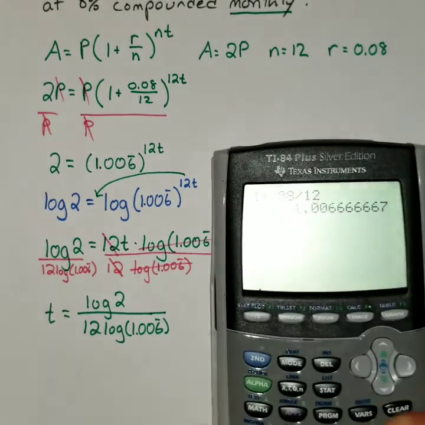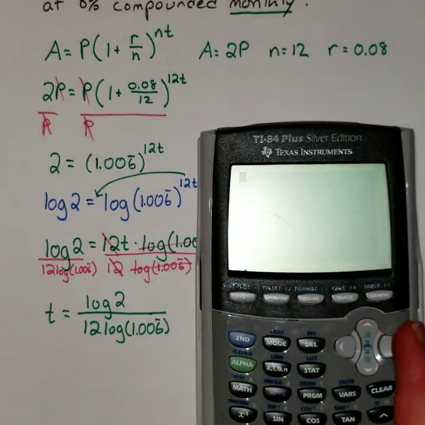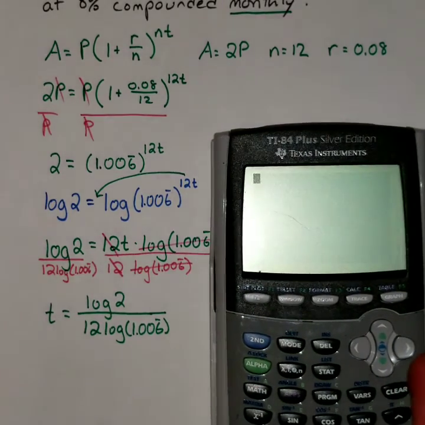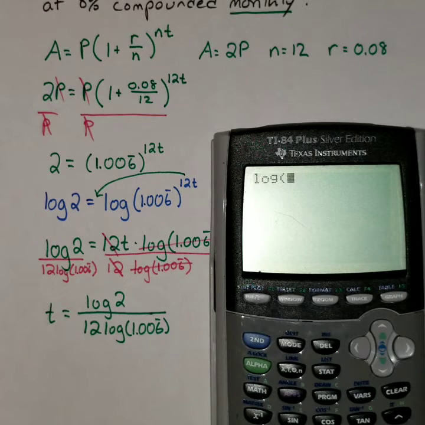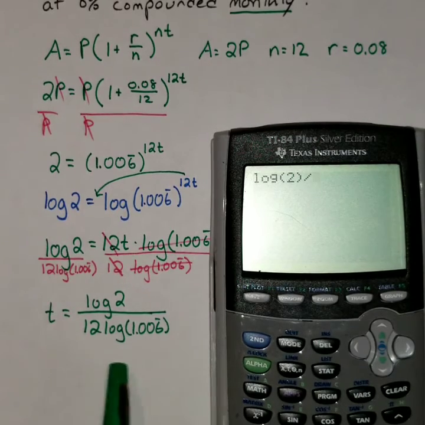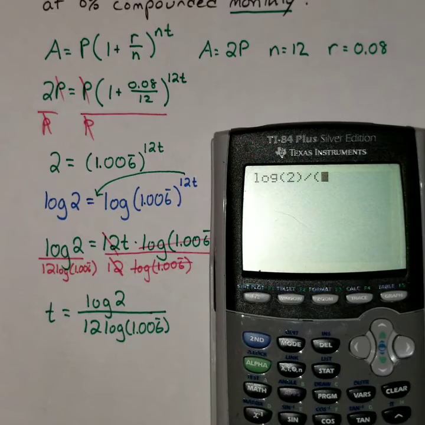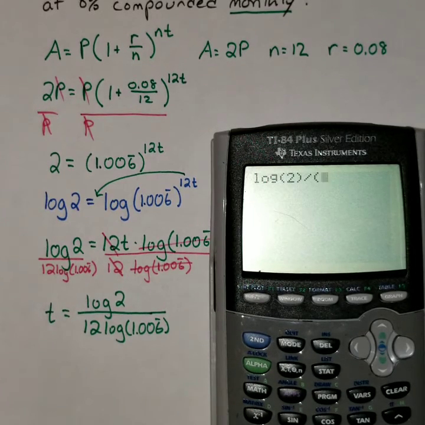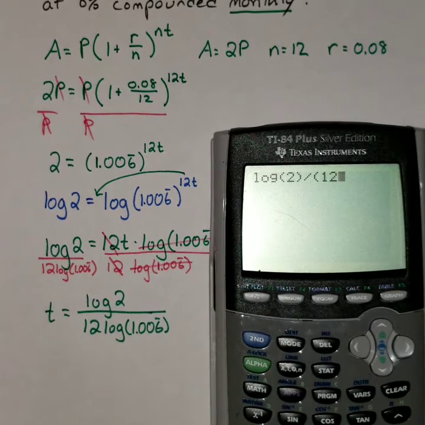I go to my calculator and I'm going to calculate that. I'm going to put in log of 2 for the numerator. Now my denominator, I want to make sure that I surround the entire denominator in a set of parentheses, otherwise it will not put the log in the denominator. The order of operations will be wrong here. So you need the parentheses, and you do 12 times the log of 1.00, and then my repeated 6.